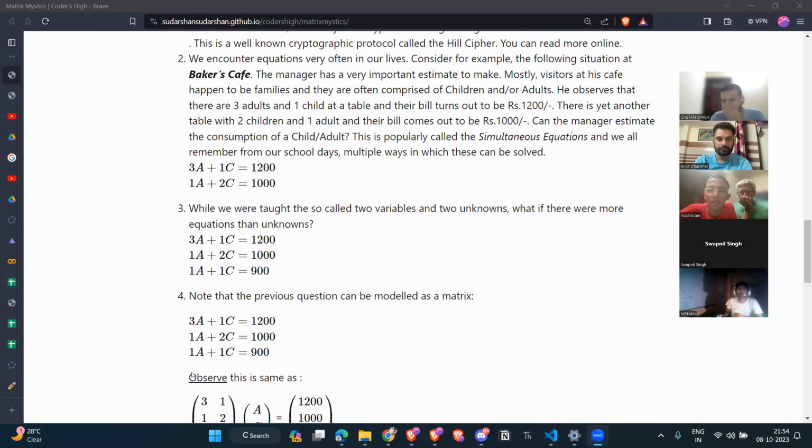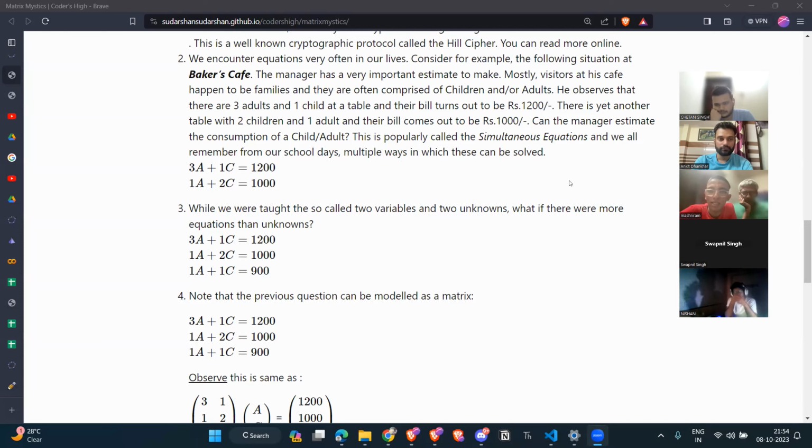So okay, we encounter equations very often in our lives. Consider, for example, the following situation at Baker's Cafe. The manager has a very important estimate to make. Mostly visitors at his cafe happen to be families, and they are often comprised of children and or adults. He observes that there are 3 adults and 1 child at a table, and their bill turns out to be 1,200 rupees. There is yet another table with 2 children and 1 adult, and their bill turns out to be 1,000 rupees.